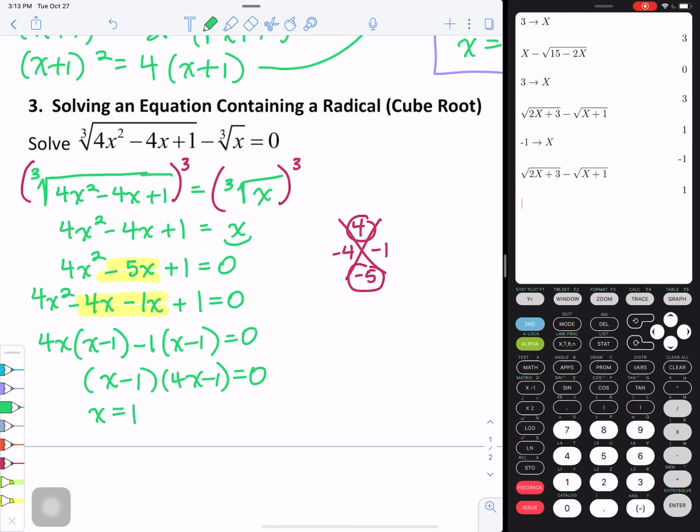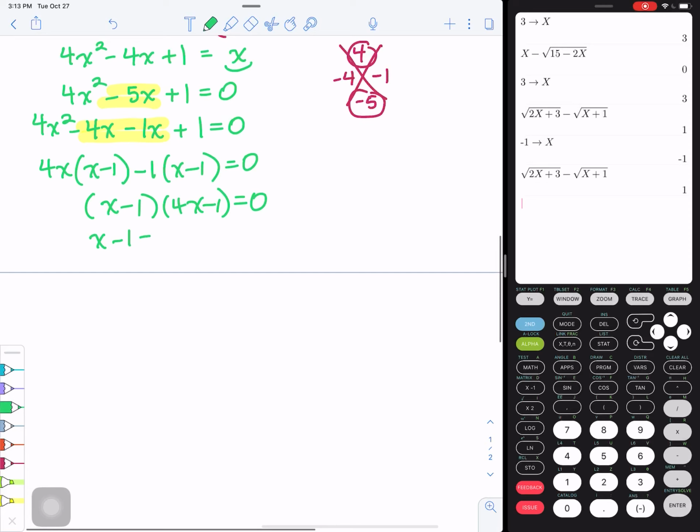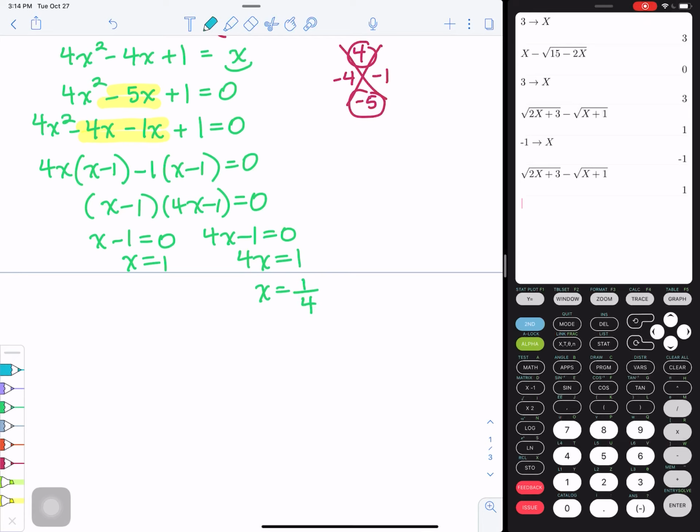So x is either equal to 1. How about this? x minus 1 is equal to 0, or 4x minus 1 is equal to 0. x is equal to 1, 4x equal to 1, x is equal to 1/4. So we do need to check these. Let's get started.